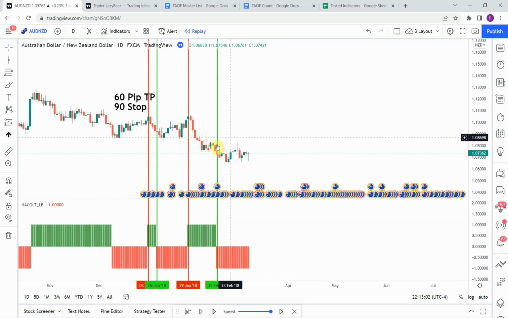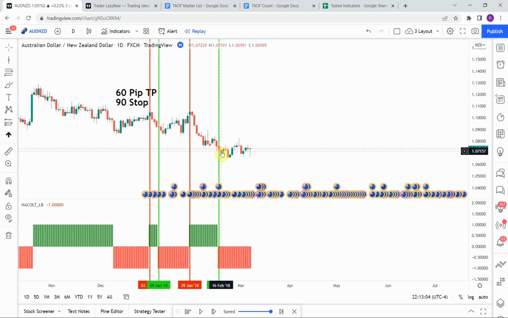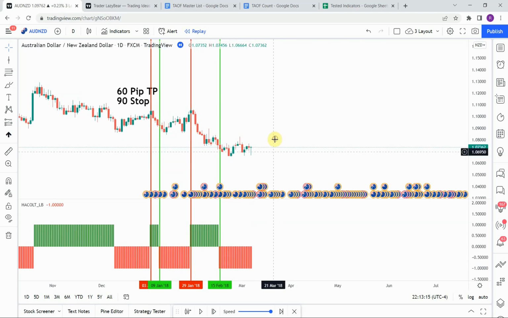Then we pick up a short right here on this one, and we are able to get a push to the downside, which barely comes down and hits our take profit before it then starts to do some other things there. So let's go ahead and continue on.